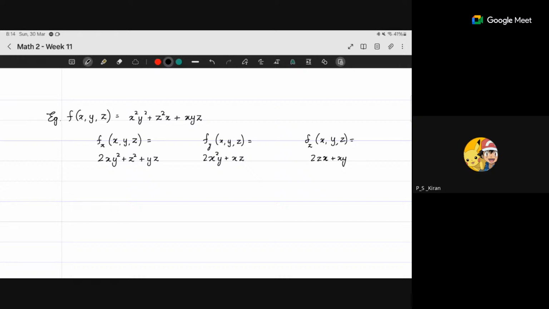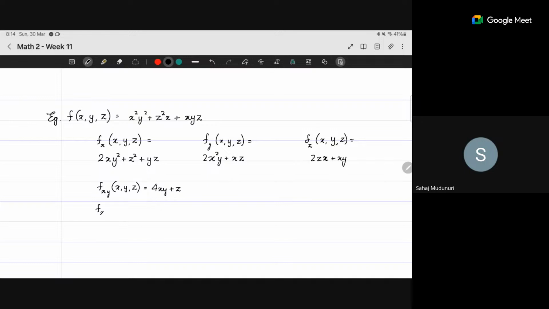So what would f_xy be equal to? f_xy at, let's say, (x, y, z). So what do I need to do? I need to take f_x and take the partial derivative with respect to y. Now f_x is a function again in x, y, and z. I need to differentiate it with respect to y. What do I get? 4xy plus z, right? Is this clear to everyone how we got here? Yes, sir. All right.